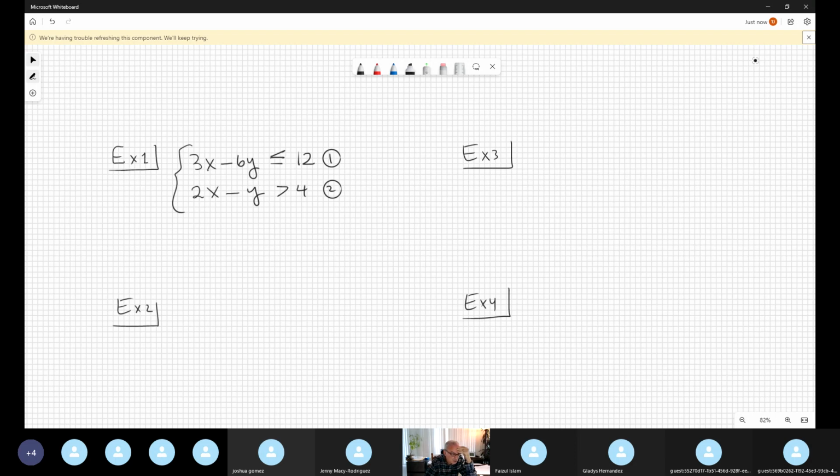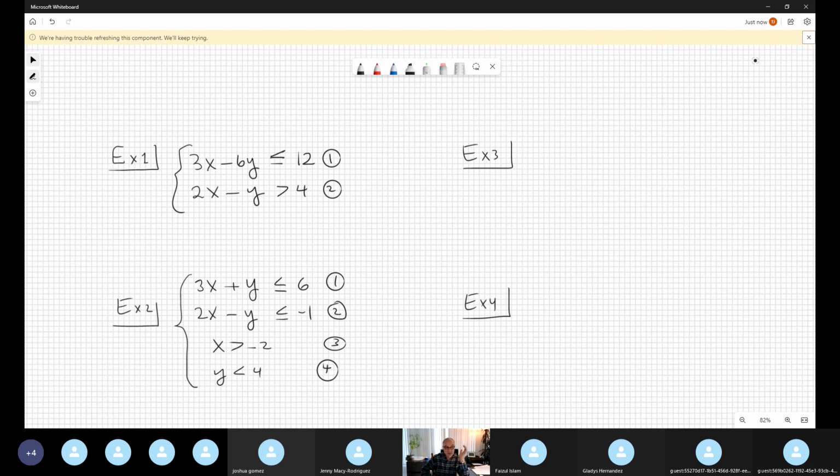Okay, suppose example 2 looks horrible. Look at that. 3x plus y less than or equal to 6, number 1 inequality. 2x minus y less than or equal to negative 1, number 2 inequality. x greater than negative 2, number 3 inequality. And y less than 4, number 4 inequality.